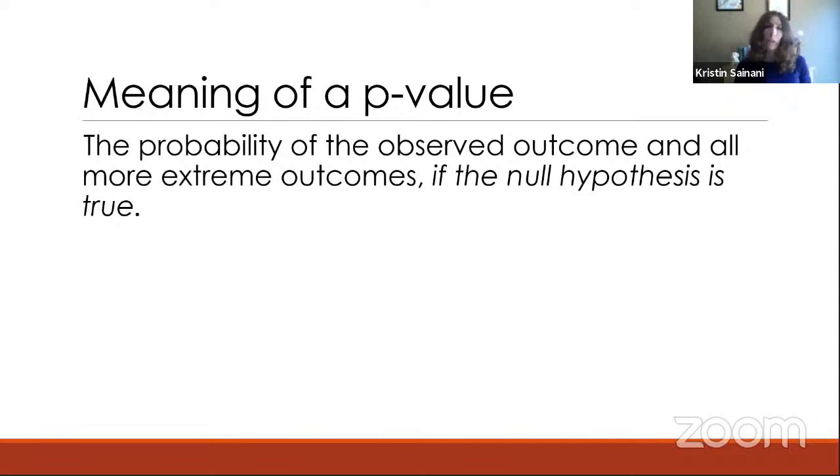Precisely, the meaning of a p-value is it's the probability of the observed outcome and everything more extreme if the null hypothesis is true. Now, that is a very wordy description. It's also really hard to get your head around just by listening to those words. So I'm going to try to illustrate this in a minute in pictures. But focus on the fact that it's a probability, but it's a probability about our data, about what we see in our data.